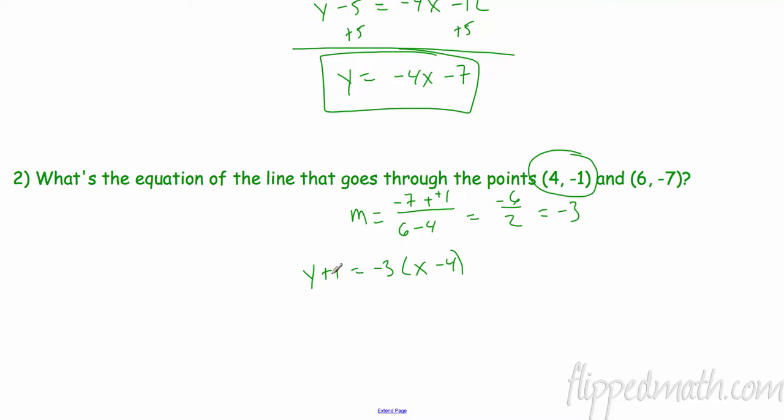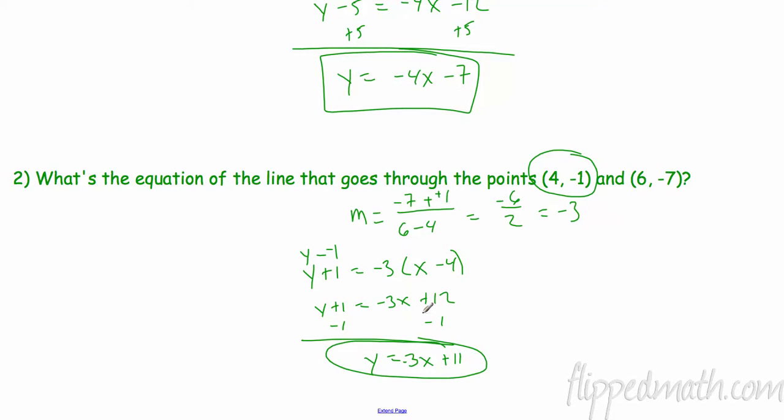Remember, I'm writing plus 1, but this is y minus negative 1. Minus a negative is the same thing as plus a positive. All right? So y plus 1 equals negative 3x plus 12. Subtract 1. y equals negative 3x plus 11. All right, there you have it.